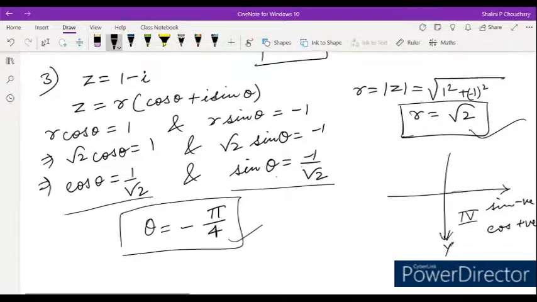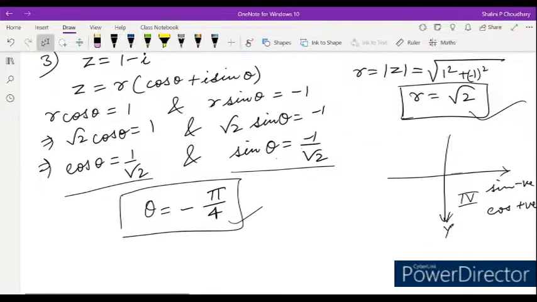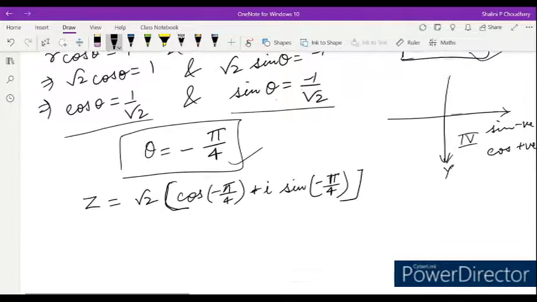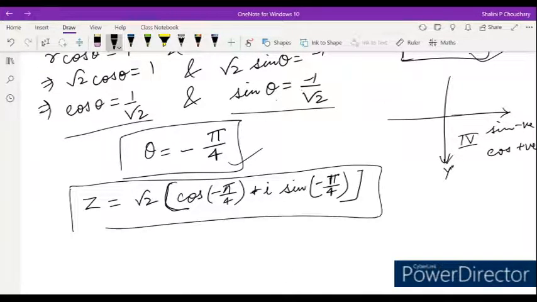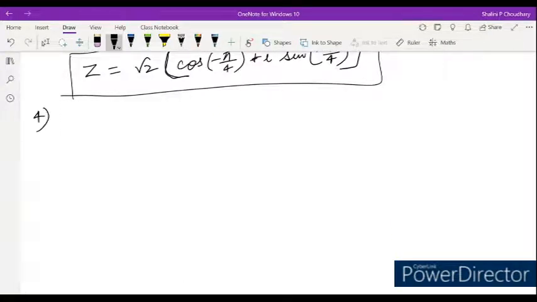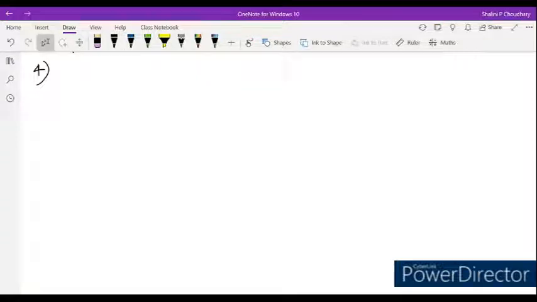Here we have to convert this into polar form. Okay, so how will we write this? z will be equal to r cos theta plus i sin theta. Okay, so r is square root of 2, and cos minus pi/4 plus i sin minus pi/4. Okay, this is the value of z in polar form. Now next question, we have to do the same again, we have to convert the complex number into polar form.